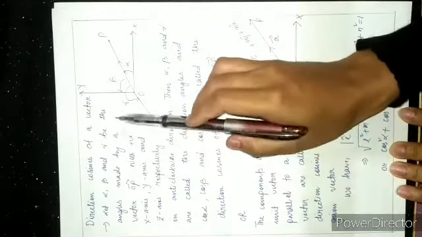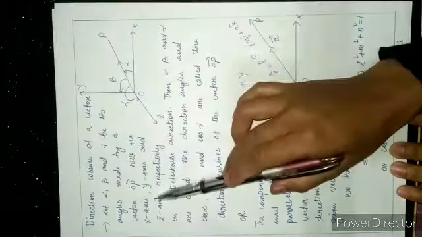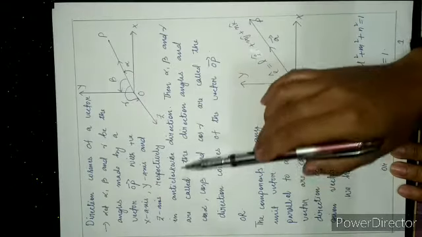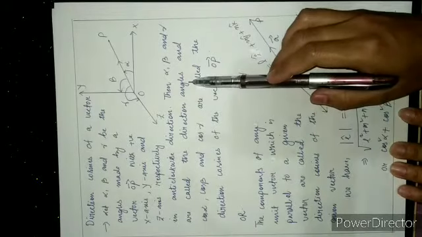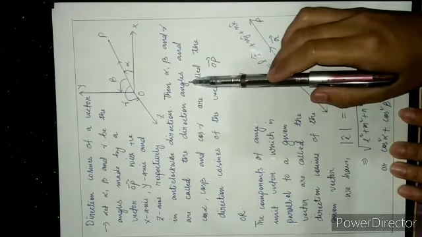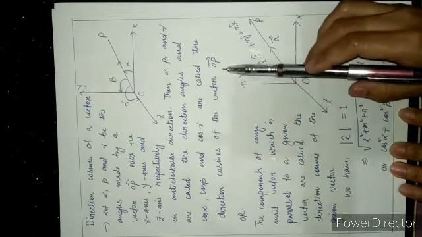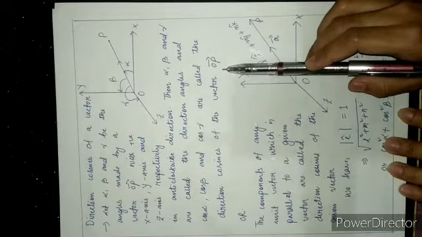Let alpha, beta, gamma be the angles made by a vector OP with the positive direction of the x-axis, y-axis, and z-axis respectively in anticlockwise direction. Then alpha, beta, gamma are called the direction angles of the vector, and cos alpha, cos beta, cos gamma are called the direction cosines of the vector OP.